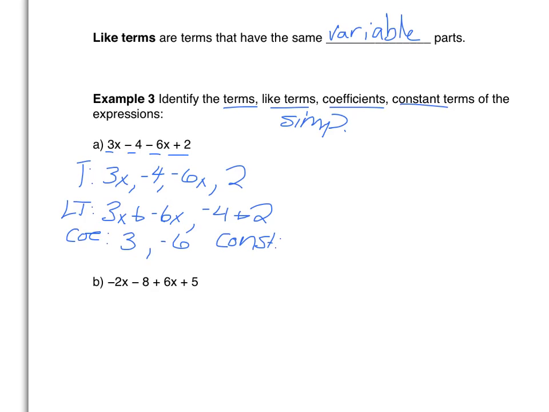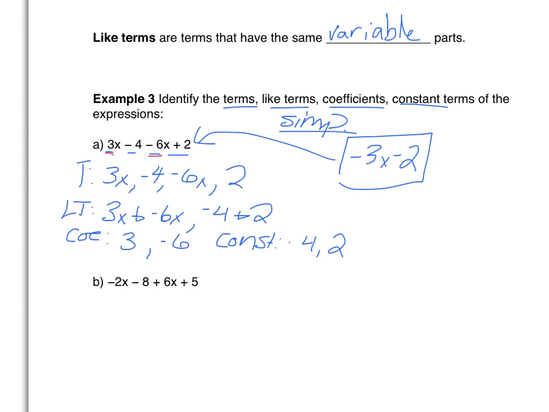Okay, and again, those are just the ones without variables, so my two constants are -4 and +2. Then I'm going to go ahead and simplify here like we would in our homework, so we need to put together the ones with like pieces. 3x and -6 are like, they have different signs, so I subtract and I get -3x. -4 and 2, again, those have different signs, I subtract and I get 2. I keep the negative sign from the 4, and this is actually the simplified expression from that.